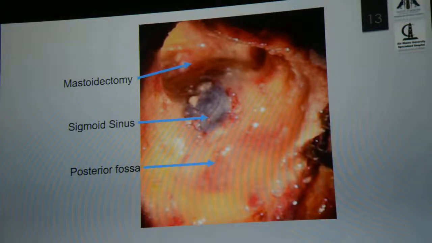What do we call the bone anterior to the sigmoid sinus? The part anterior to the sigmoid sinus is a triangle named after a person: Trautmann's triangle. So I'm removing bone from Trautmann's triangle. I'm removing bone on the sigmoid sinus, and I'm removing bone behind the sigmoid sinus. So I have soft tissue. All of this is soft tissue.